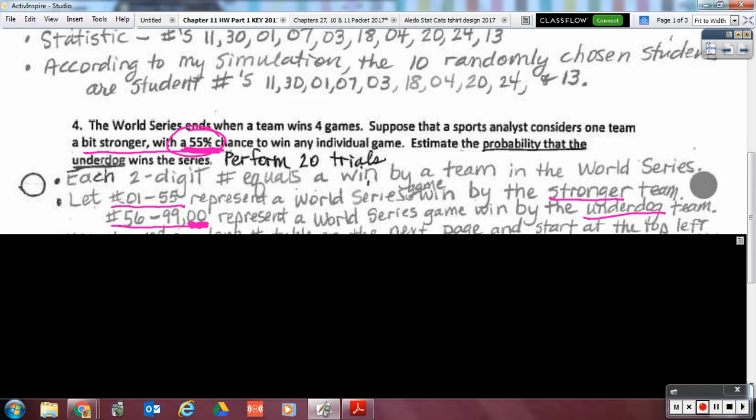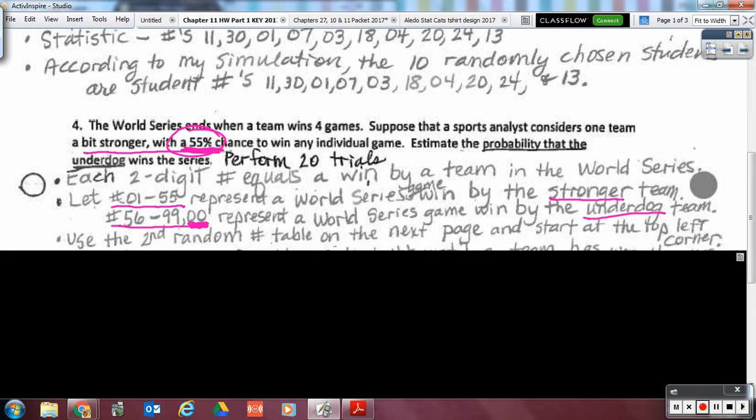I think yesterday Heba had said, can you do 11 out of 20? Can you just do 20 values and say 11 out of 20 is the strong team and 9 out of 20 is the underdog? Yes, you could do that, but you would ignore the rest of the 2-digit numbers. Okay, so we're going to use a random number table on the next page.